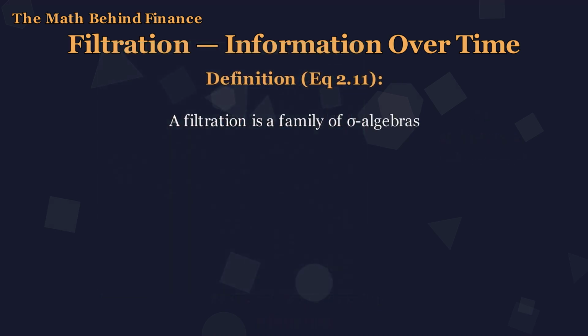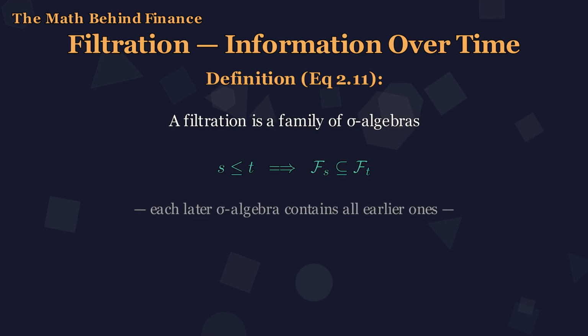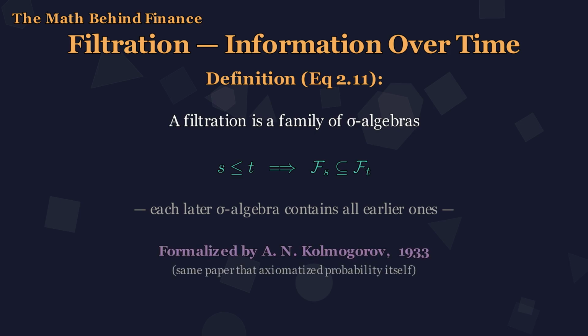The formal statement: a filtration is a family of sigma algebras, F_t for each time t, with the nesting property. If s is less than or equal to t, then F_s is contained in F_t. The starting point F_0 is typically trivial. You know nothing beyond the overall sample space, and the family keeps growing from there. This concept was formalized by Andrei Kolmogorov in 1933, in the same paper that axiomatized probability theory itself.